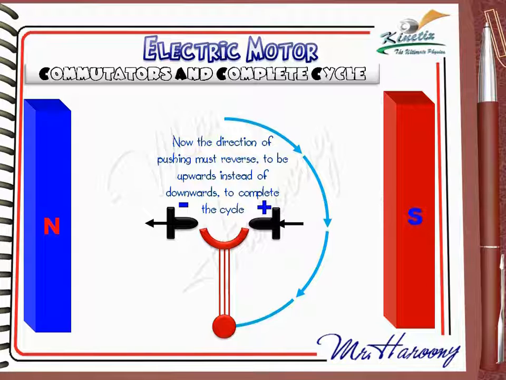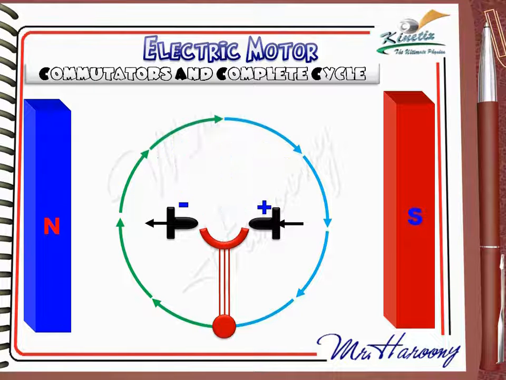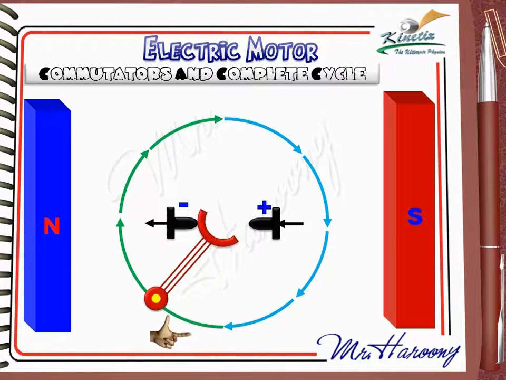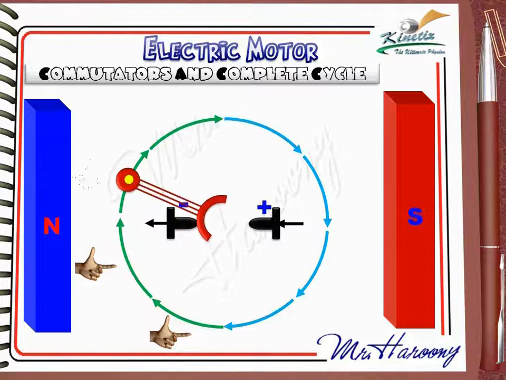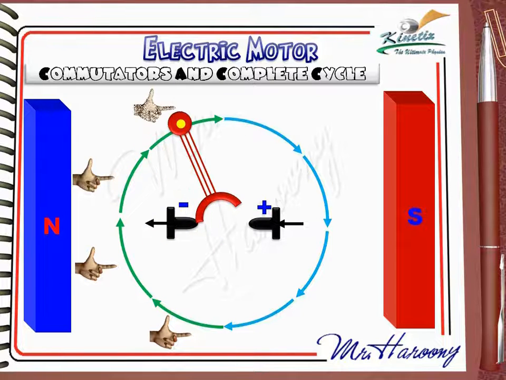Note, now the direction of pushing must reverse to be upwards instead of downwards to complete the cycle. As current is reversed, the magnetic field remains unchanged. The direction of force on the wire will be reversed according to Fleming's left-hand rule shown. So the cycle completes and the side wire is now at the top.